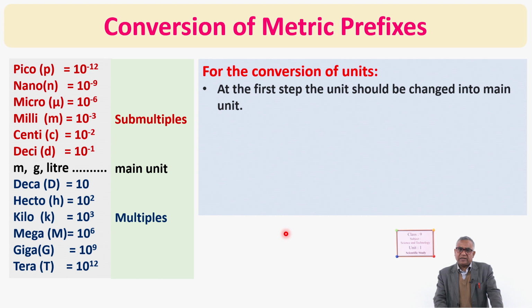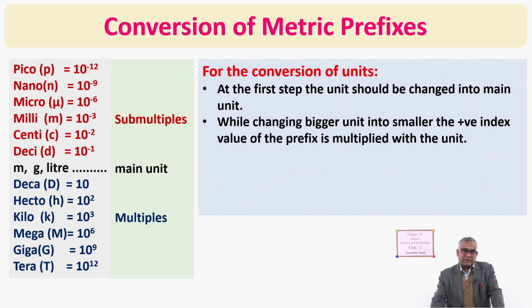For the conversion of units, at the first step, the unit should be changed into the main unit. Why the main unit? If you are changing nano into kilo, you cannot go directly. At first you change here. That means for nanogram into kilogram, at first change into gram, and then only try for kilogram. While changing a bigger unit into a smaller one, the positive index value of the prefix is multiplied with the unit. Doesn't matter its value is given in minus, but if you are changing smaller into bigger, then this power will be used positive and this number will be multiplied with the unit given here.